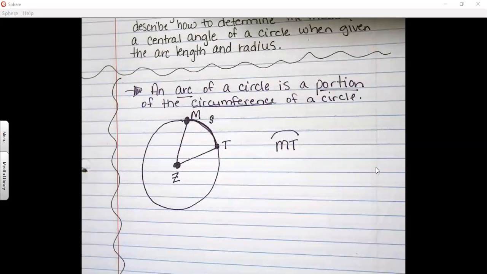And if I want to talk about the arc that goes the other way around, like the larger portion of the circle, usually you would need another variable or letter. Usually you would use 3 letters, so you would know you were going the other way around, okay? So let me write the length of an arc.